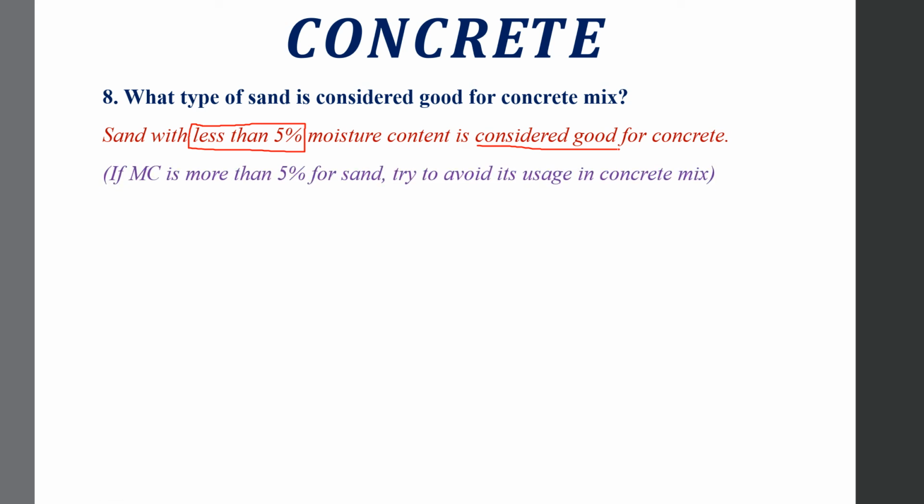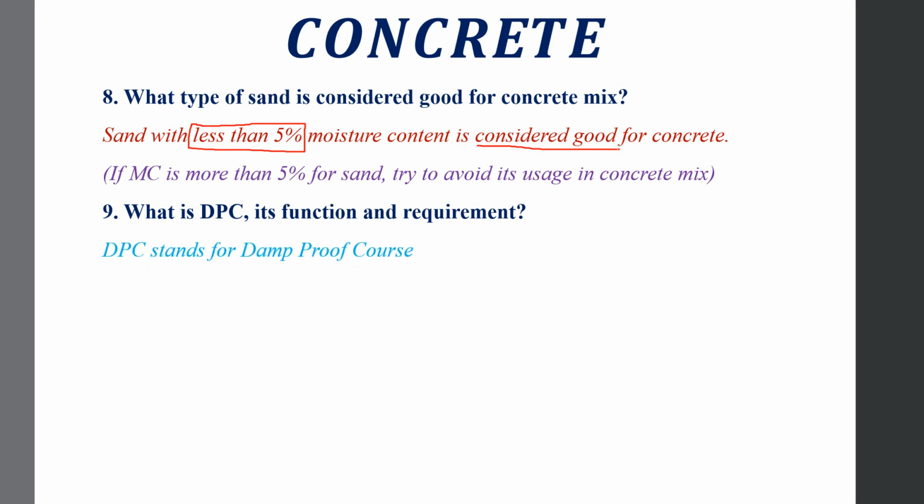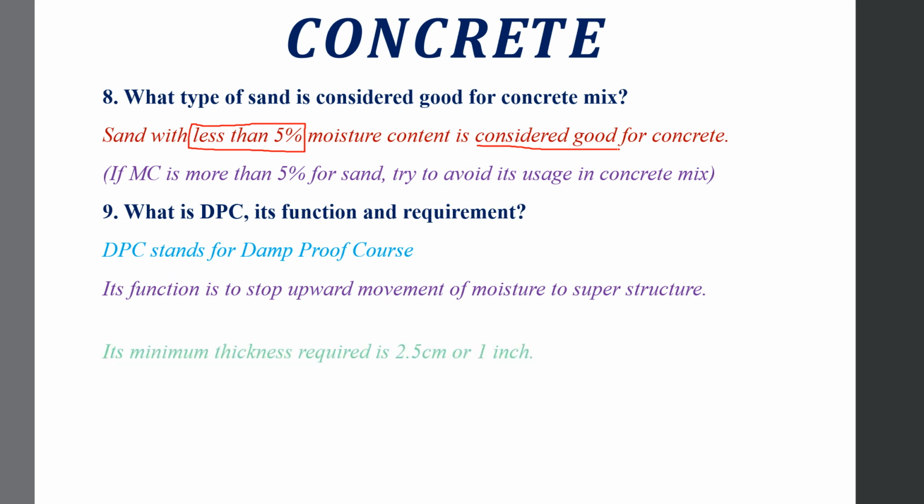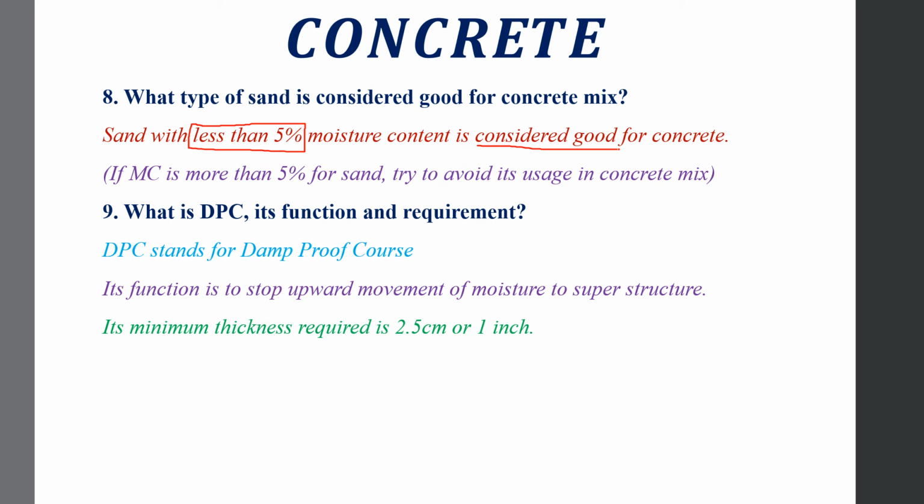Number 9 is, what is DPC? Its function and its requirements. DPC is simply called damp proof course. What is its function? Its function is to stop the upward movement of moisture from the foundation or from nearby soil to the superstructure.